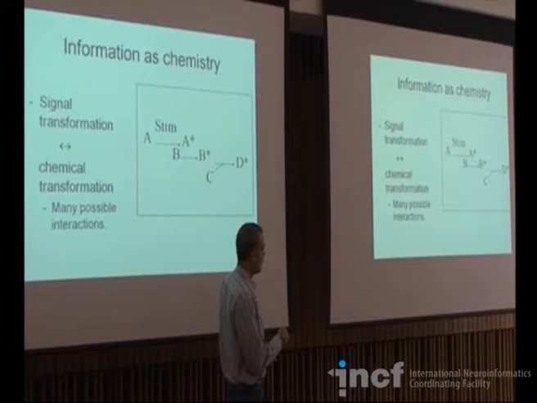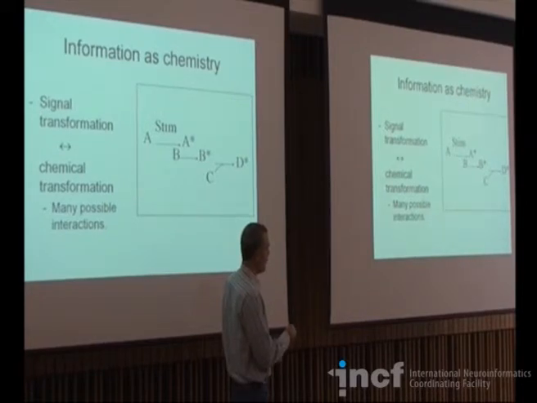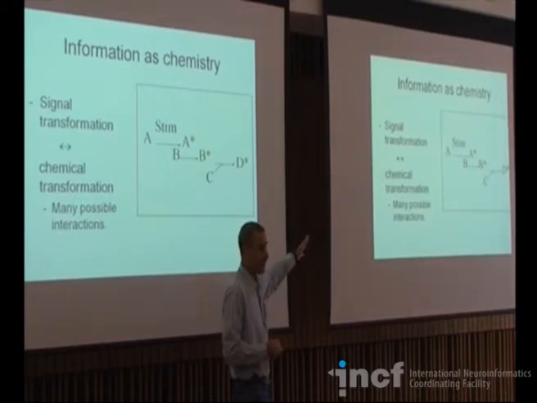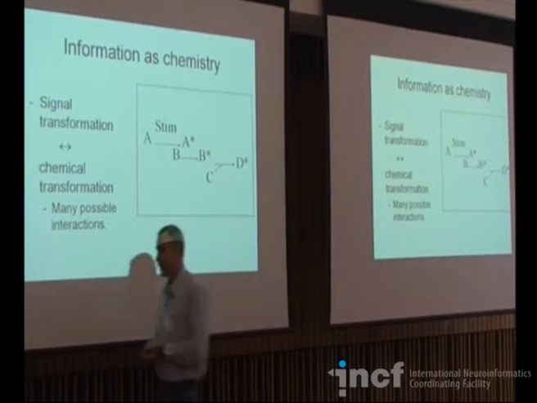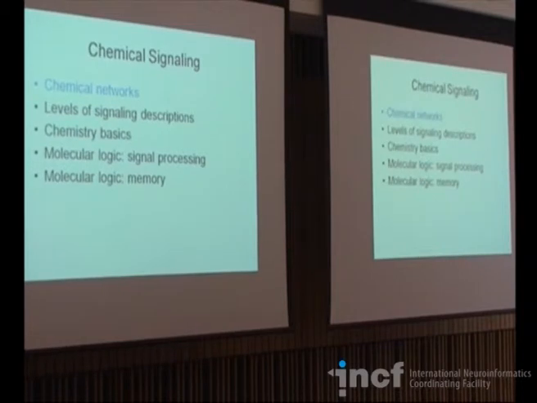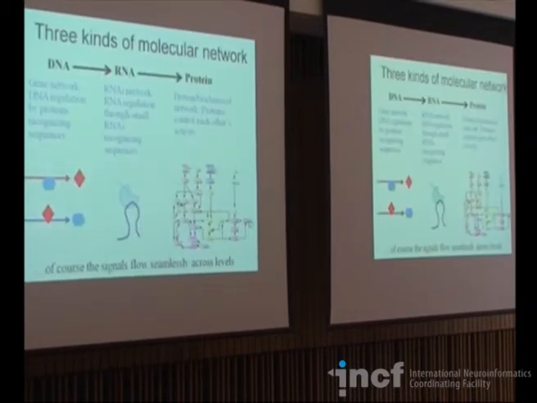For example, this sequence of events, which could be electrical signaling or chemical signaling or just information flow, simply says that a signal A or a chemical A gets transformed into something else, A star. That causes the transformation of B into B star, which then interacts with something else to give you D star. Now, this could have been just a schematic representing information flow. You can also interpret it as chemical flow. And that's the line we'll be taking. That's the framework.